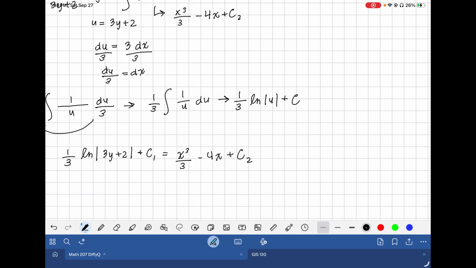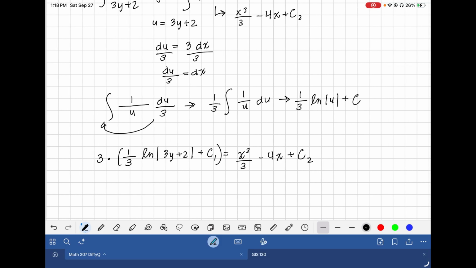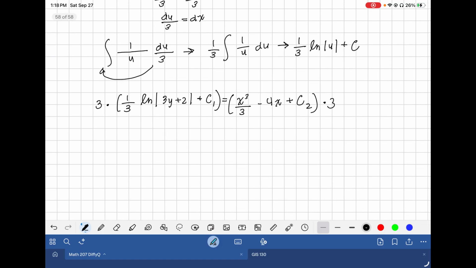All right, and so now we're going to try solving for y. So the first thing I'm going to do is multiply out that 1/3. I'm going to multiply by 3 so I can get rid of it. And then we're going to multiply 3 by the other side as well. And then we can see here that the 3's are going to cancel out. And now we can just rewrite this. So it's going to be ln of 3y plus 2 plus c1 equals x cubed minus 12x plus c2.